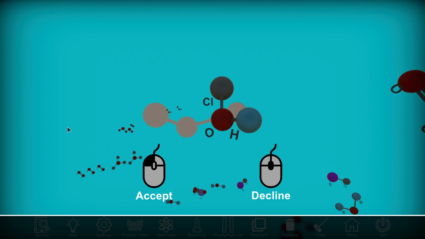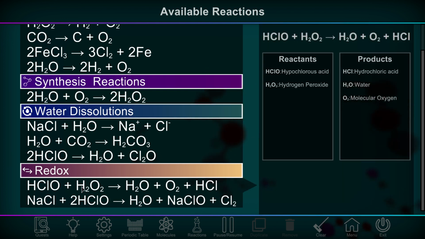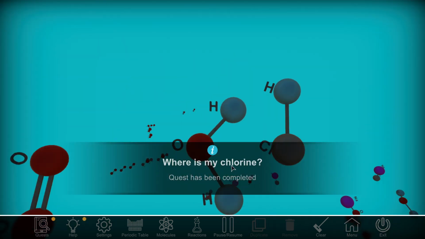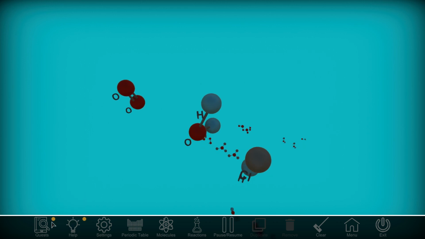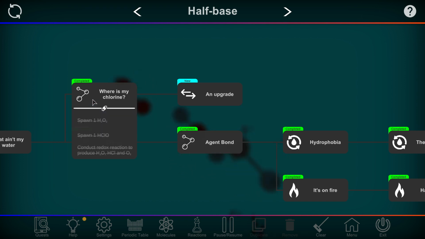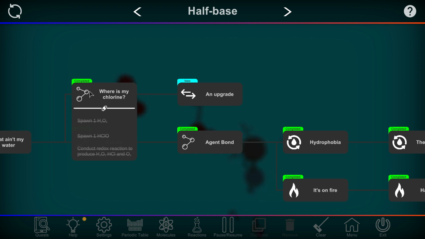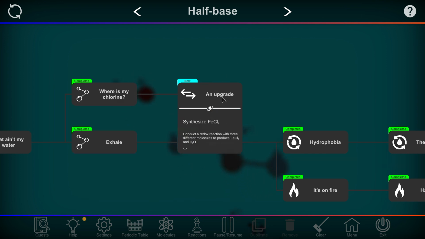E, F, G, H. There we go. Okay. Might need... No, here it is. Water, molecular oxygen, and hydrochloric acid. Beautiful. I think I've already synthesized hydrochloric acid. Let's see here. Can make iron 2 chloride. Conduct a redox reaction with 3 different molecules to produce iron 3 chloride in water. Okay. And I assume we have to do that using hydrochloric acid, iron, and something else. That's going to be my guess.